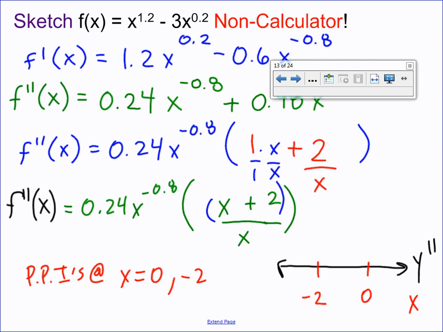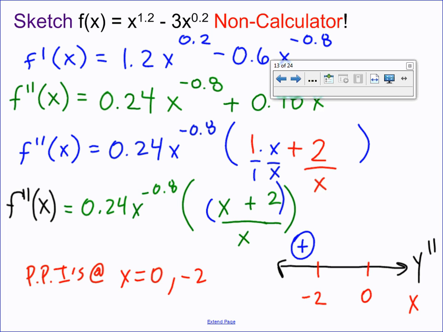So ready? I'm going to pick something to the left of -2. -3 should be okay, because we've already ascertained this is going to be a positive quantity. So if I did -3, I get negative over negative, which is positive.